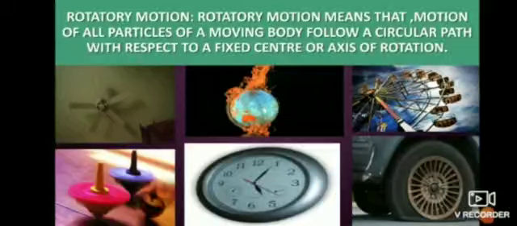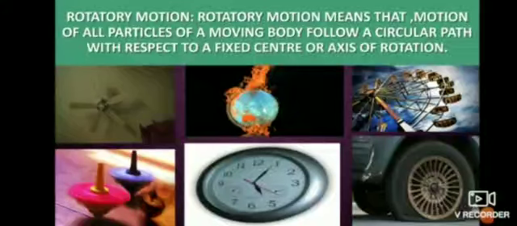If you see, children, examples like the motion of a top, the motion of the blades of a fan, the wheels of a car while the car is moving, the movement of the hands in a clock, the movement of a globe, and a moving giant wheel. These are examples of rotatory motion.